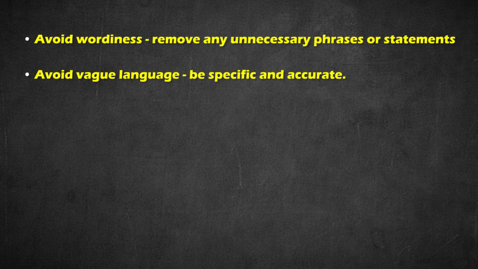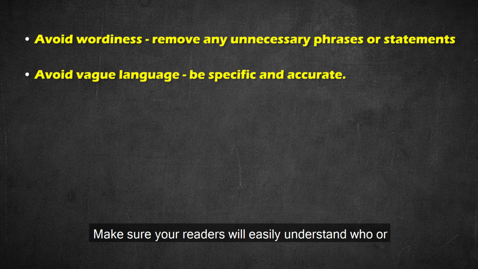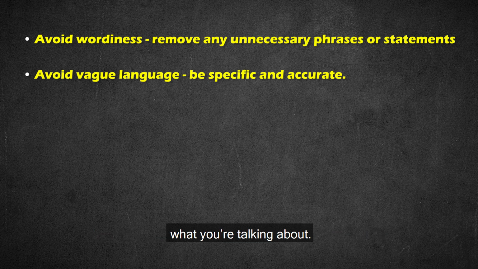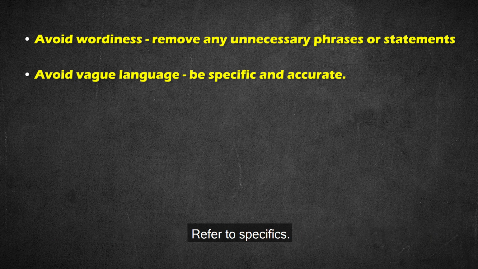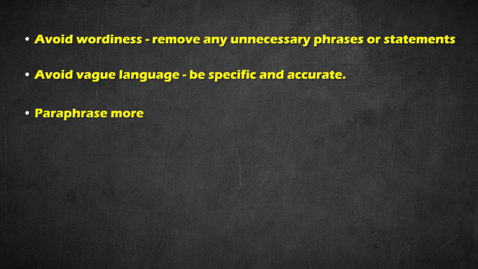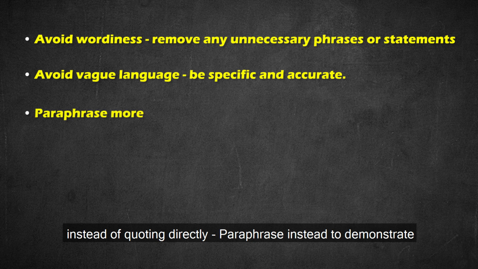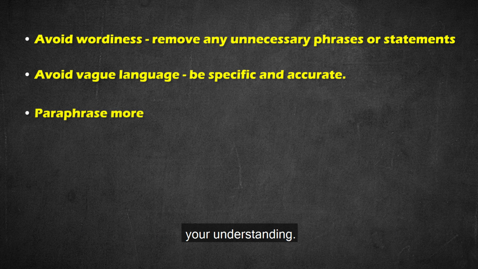Avoid vague language. Be specific and accurate. Make sure your readers will easily understand who or what you are talking about. For example, "this shows" is too vague. So it is better to say "this sample shows." So refer to specifics. Paraphrase more instead of quoting directly. Paraphrase instead to demonstrate your understanding.